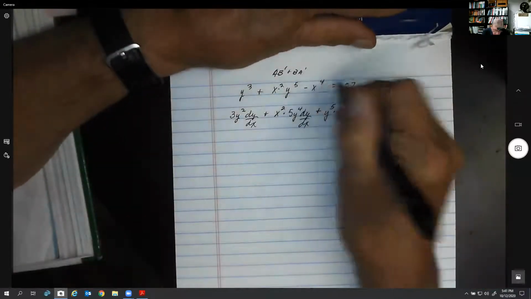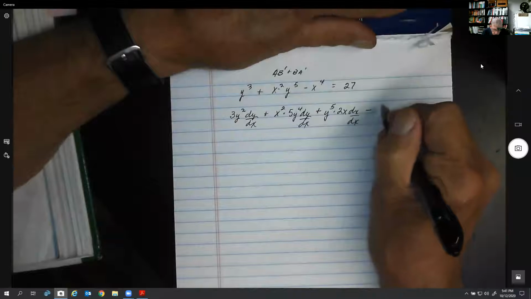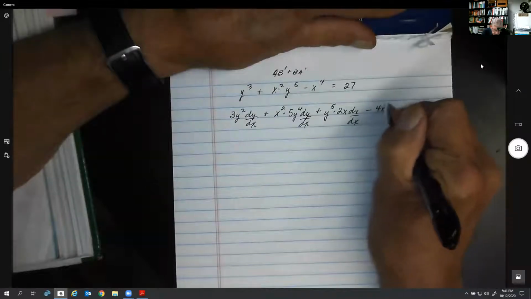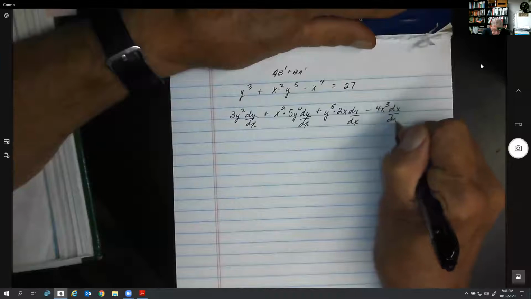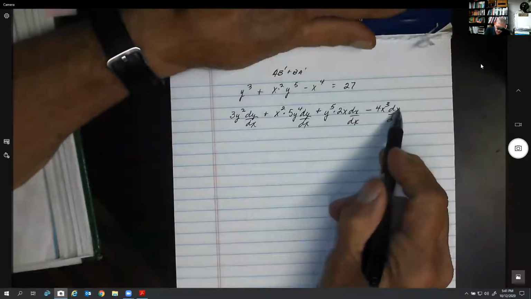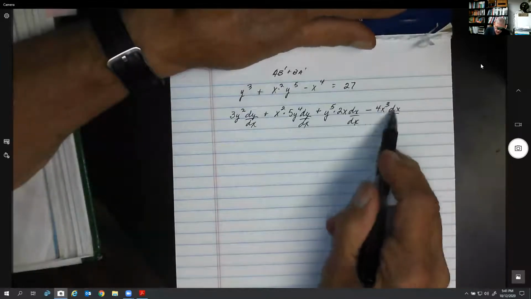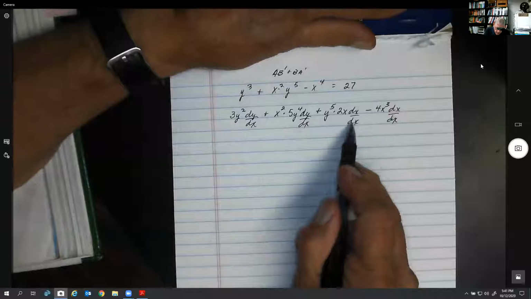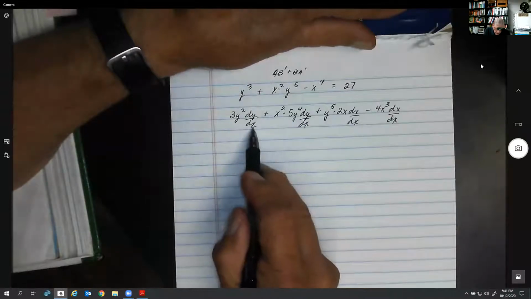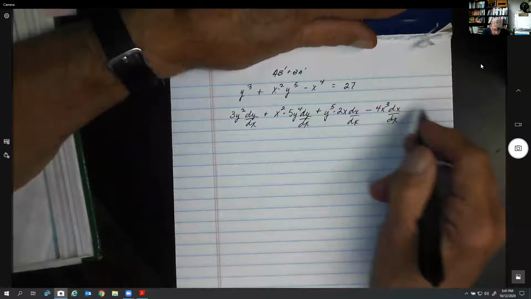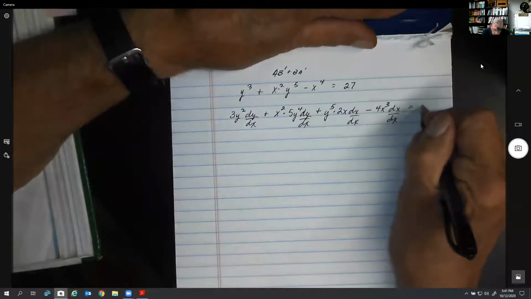Minus, now I'm going to do the x to the 4th, so that would be 4x to the 3rd. And again, I'm taking the derivative of x. So I'm writing down the variable that I'm taking the derivative of. Like this was an x term, this was an x term, took the derivative of the y, took the derivative of the y. And then finally equals 0.